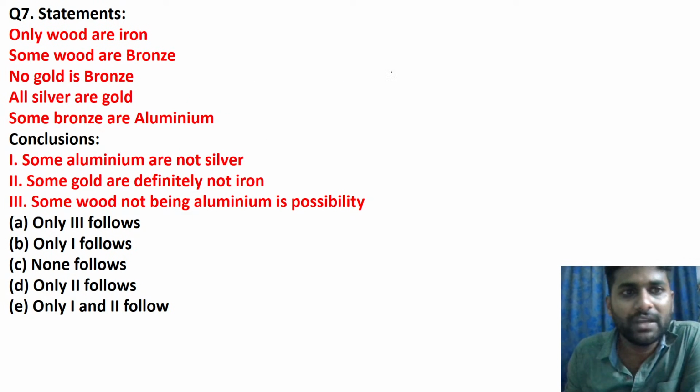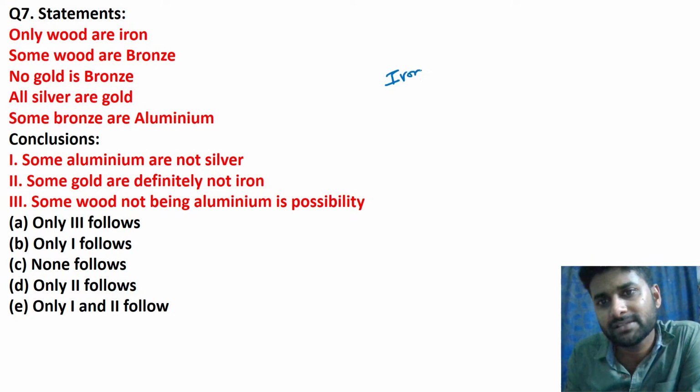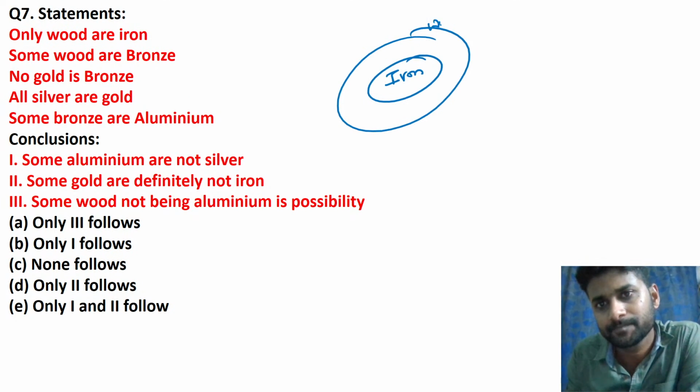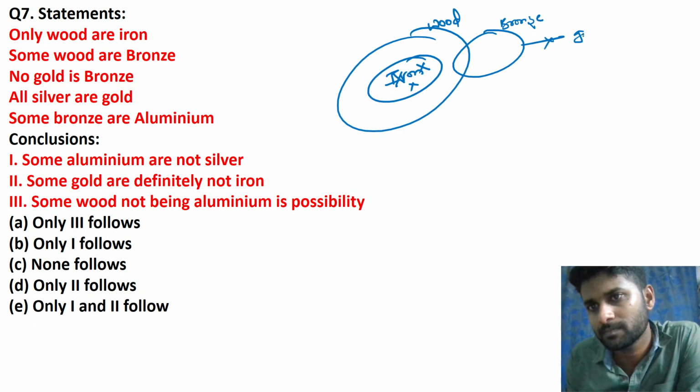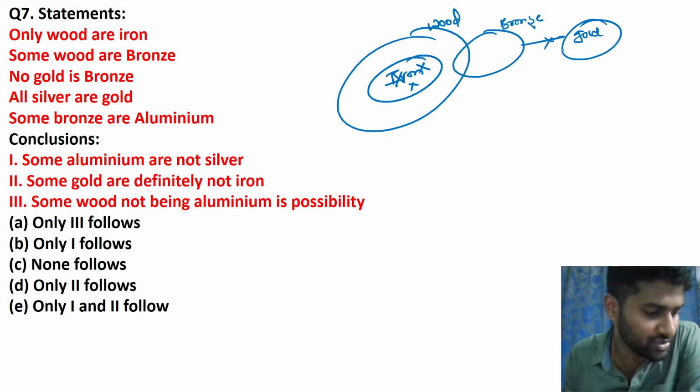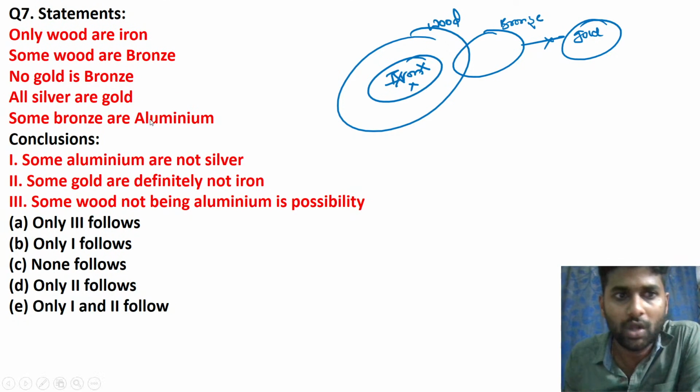Next one. Only wood or iron means iron belongs to wood only. Some wood or bronze. No gold is bronze.